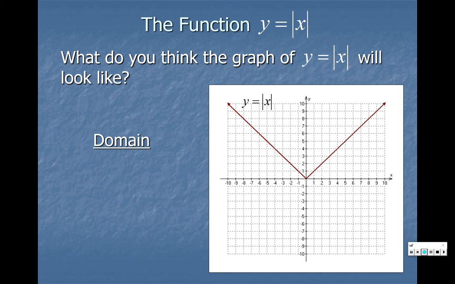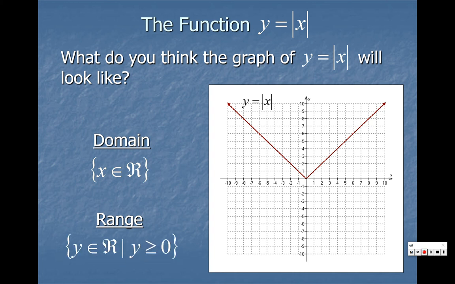Oh, well, hey, we just did domain and range. Why not talk about domain and range? The domain would be any x value. You can find the absolute value of any number. So the fancy way to write that is x element of reals. Range: absolute value gives outputs of only y values greater than or equal to 0.